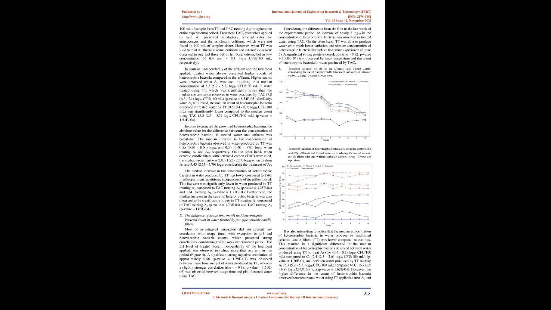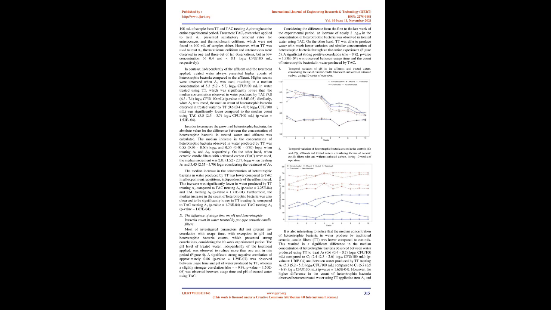Similarly, when A2 was tested, the median count of heterotrophic bacteria observed in treated water by TT, 0.6, 0.4 to 0.7 log10 CFU/100 ml, was significantly lower compared to the median count using TAC, 3.5, 2.5 to 3.7 log10 CFU/100 ml, p-value equals 1.53 times 10 to the power of -4.